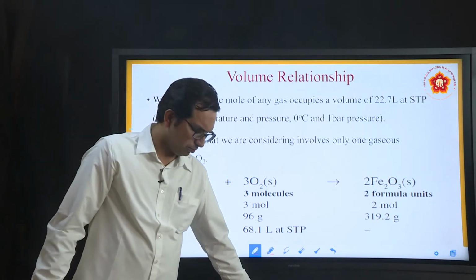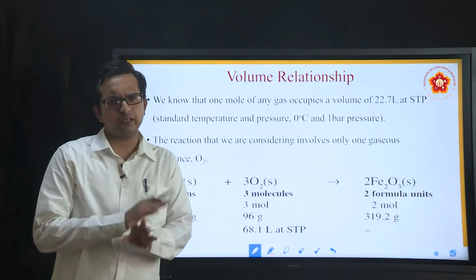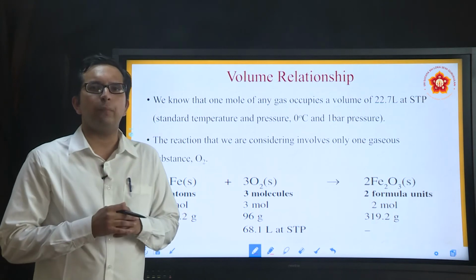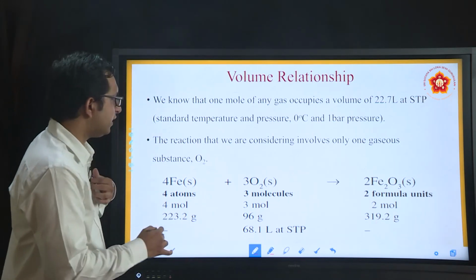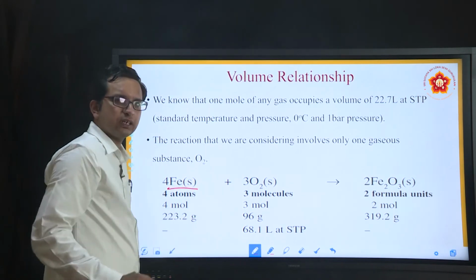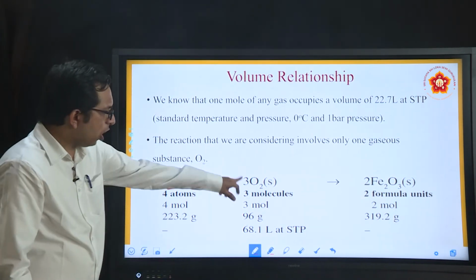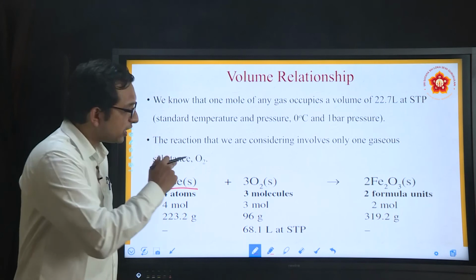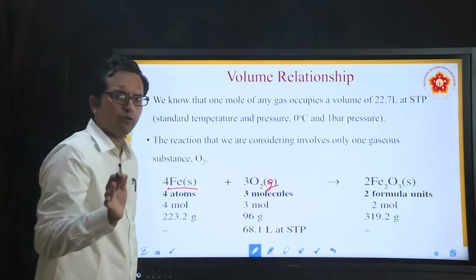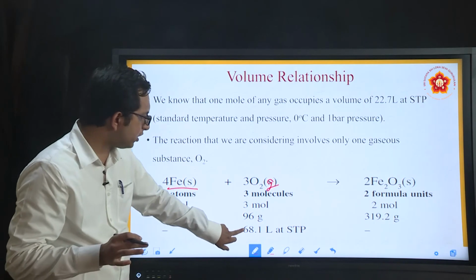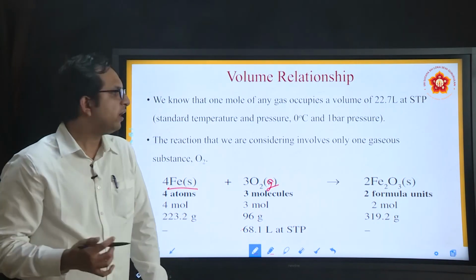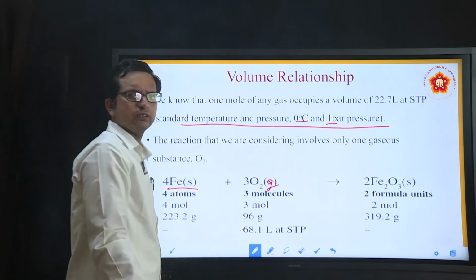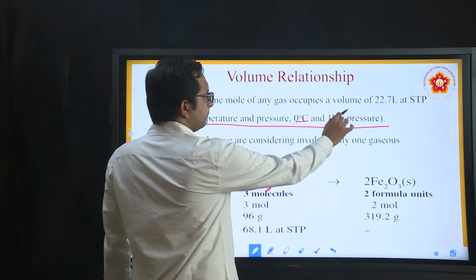Similarly, the volume relationship. Now, volume is a factor generally associated with gaseous compounds. So, here the 4 iron atoms are in atomic form. Oxygen, even if you can compress it into a solid, its general formulation is given as a gas. So, this is one part which can be taken up at STP. And what is STP? We know very well that it is standard temperature and pressure, at 0 degrees centigrade, which is 273 Kelvin, and 1 bar pressure in this case.